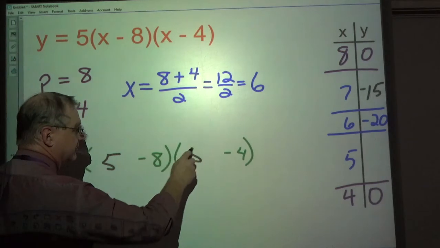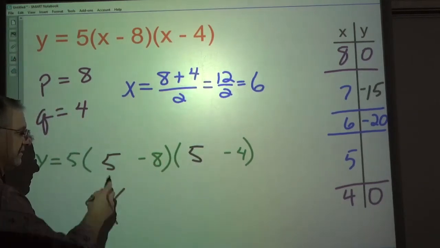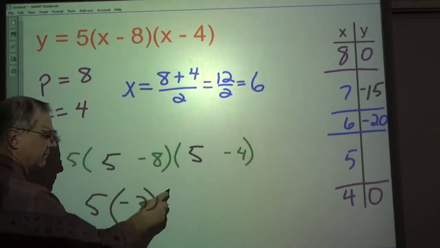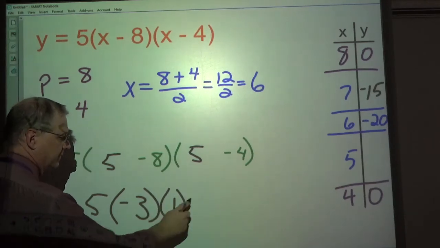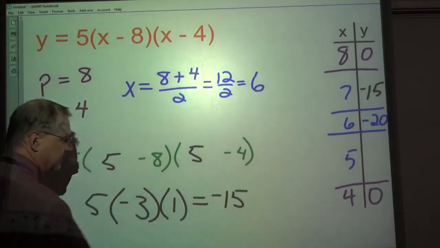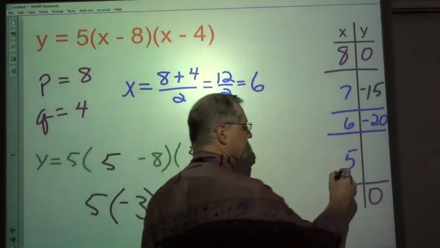5 minus 8, so I've got 5 on the outside. 5 minus 8 is negative 3. 5 minus 4 is 1. Negative 15 again when I multiply.